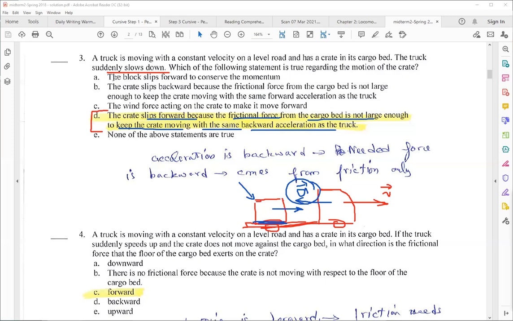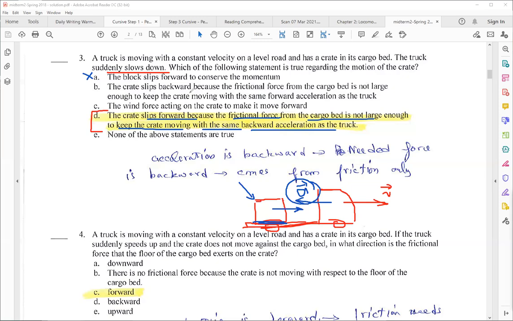Now, we're not accepting option A. Option A says the block slips forward to conserve the momentum. In this case, it's not true. We're dealing with non-conservative forces. There's a force acting on the truck, an external force, which means net force is not equal to 0.